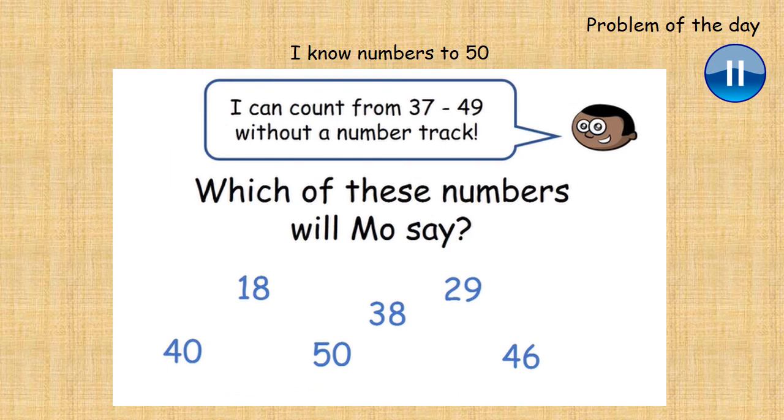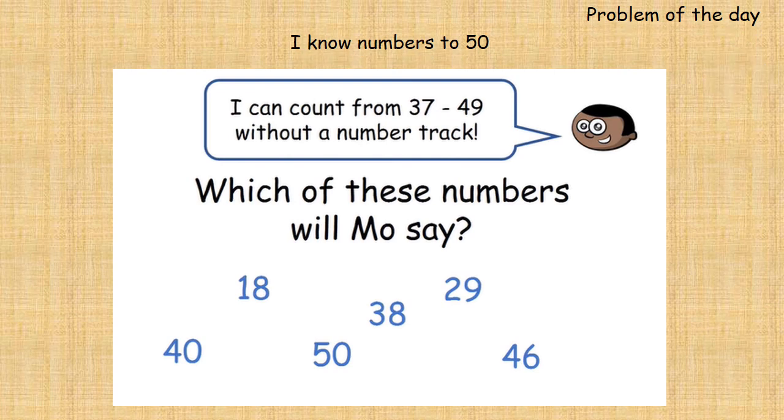Now it's time for problem of the day. Mo says, I can count from 37 to 49 without a number track. Which of these numbers will he say? Did you spot all of the numbers? He only said 40, 38 and 46 because these numbers are between 37 and 49 on the number chart. Why didn't Mo say 18? That's right, because it's smaller than 37. Great work, everyone.